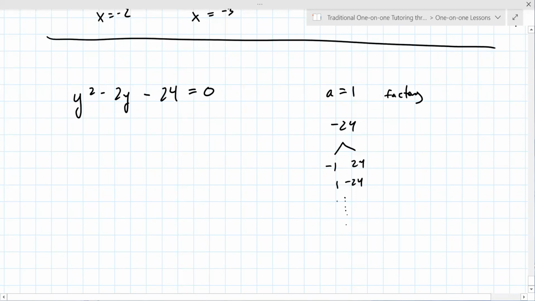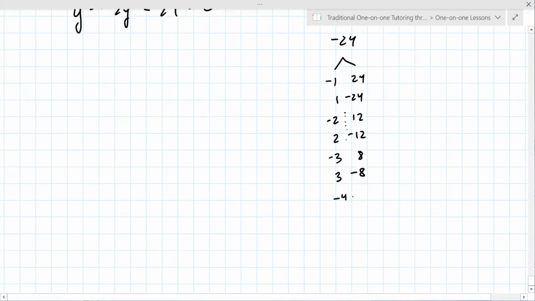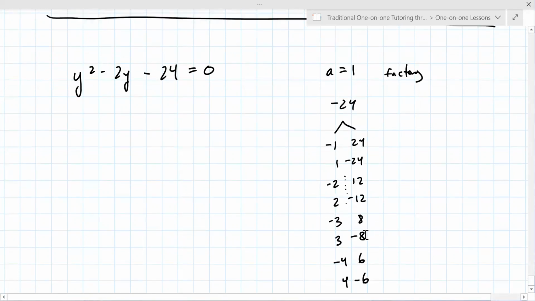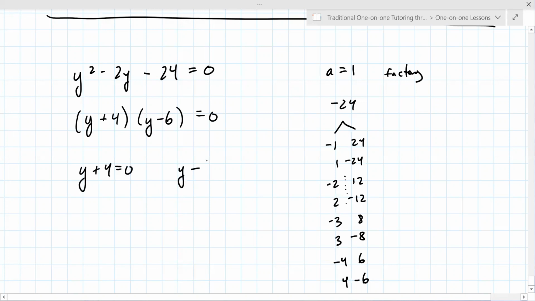Yeah, and if I were in a classroom, I would emphasize writing out all of these, because I think it's a really important skill to be able to actually figure out all the possibilities. It's also a check on your divisibility rules. So one of these pairs will add up to -2. That would be 4 and -6. So it's y plus 4, y minus 6 equals 0. And doing that really lets you see how that works.